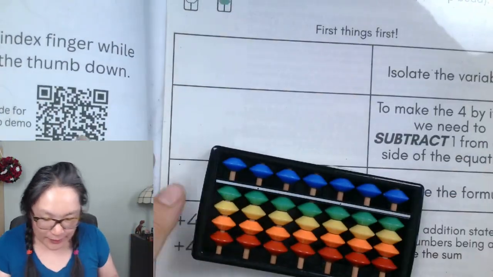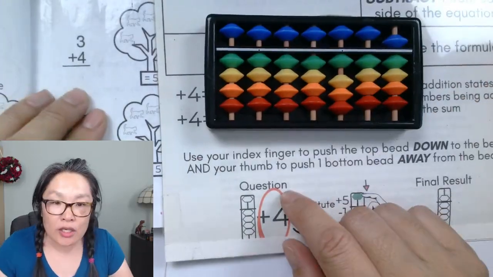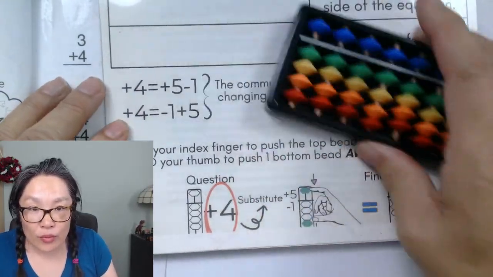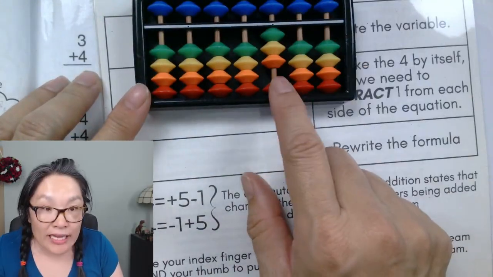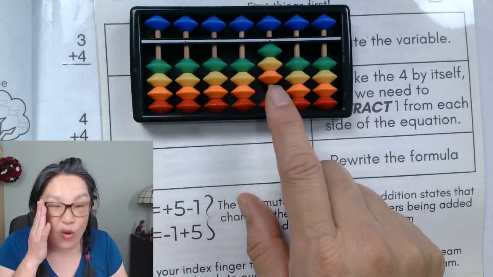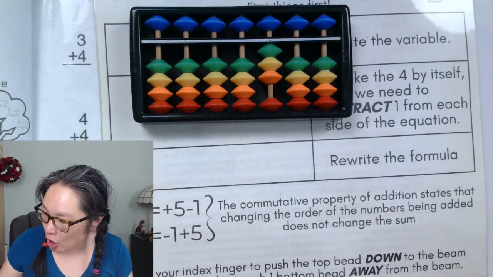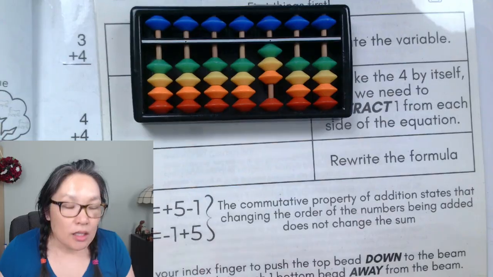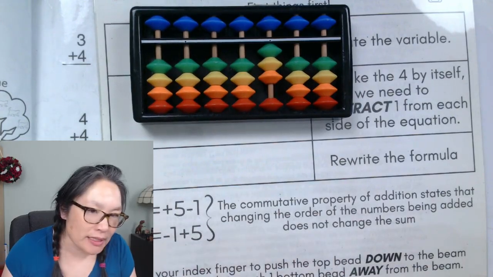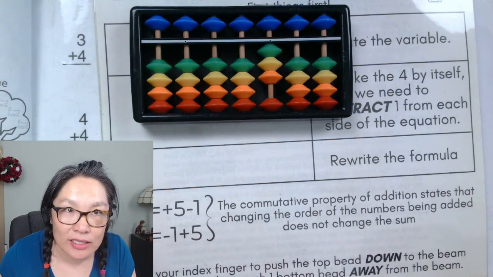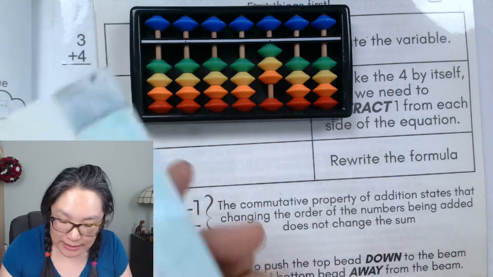Okay, so what does this mean? Here's the question. Let's do 3 plus 4. Now, what are we going to do? We're going to do 3, and then we're going to add the 4. Notice there's not enough beads to add the 4. Because there's not enough beads to add the 4, we're going to have to start utilizing this thing called formulas. In the abacus world, we call it formulas. In the mainstream world, I think they call it expressions, or addition sentences.